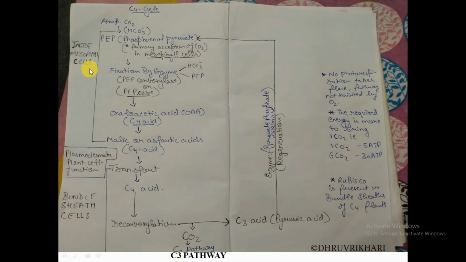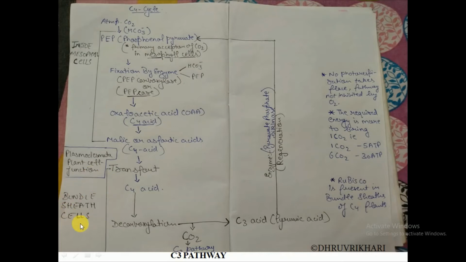What we have seen here is that the mesophyll cells have the enzyme PEPcase. If you remember C3 plants, in that case the mesophyll cells have rubisco, where the C3 cycle takes place. Here the conditions in the C4 cycle are different. The mesophyll cells have PEPcase, not the rubisco enzyme, and the PEPcase enzyme fixes the primary CO2. After fixation of CO2, the C4 acid is transported to the bundle sheath cells.